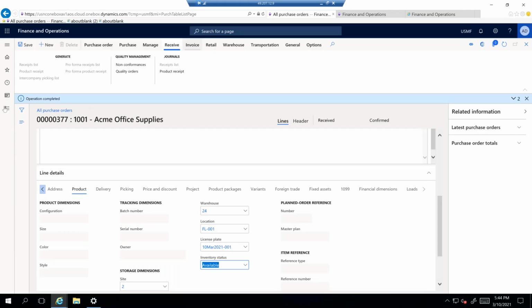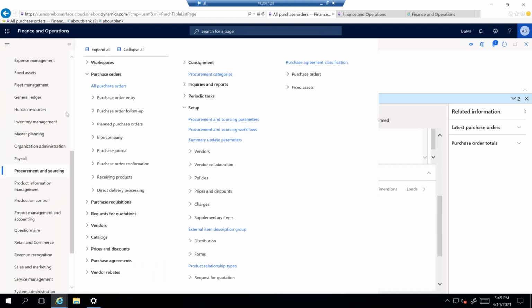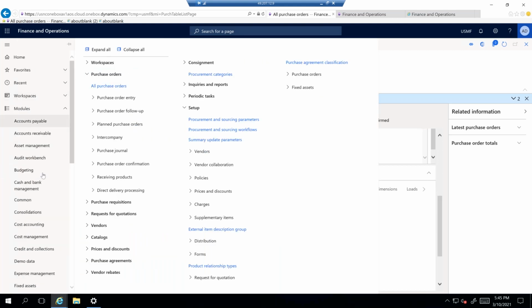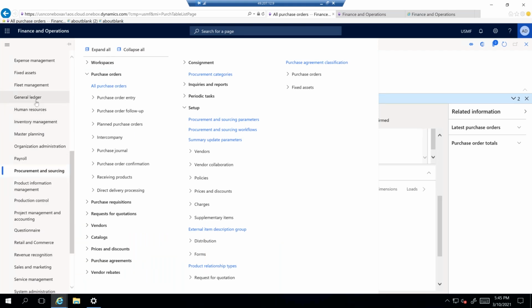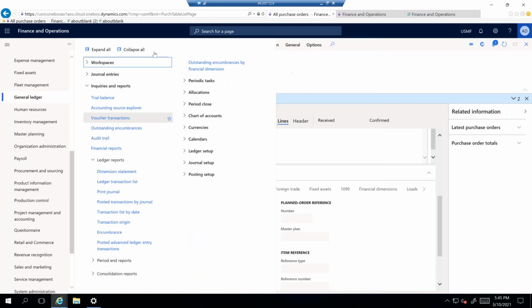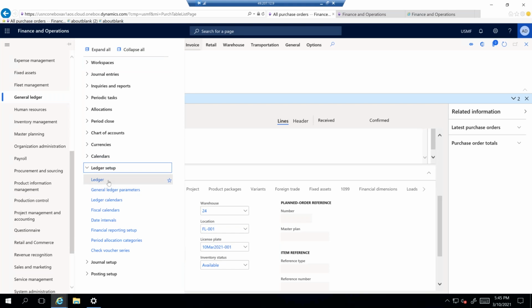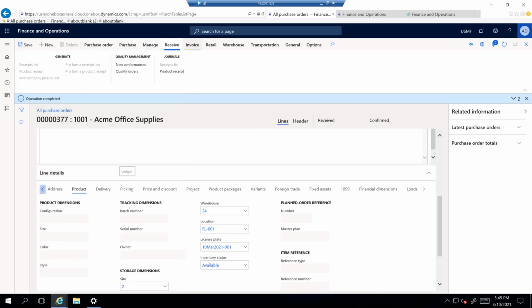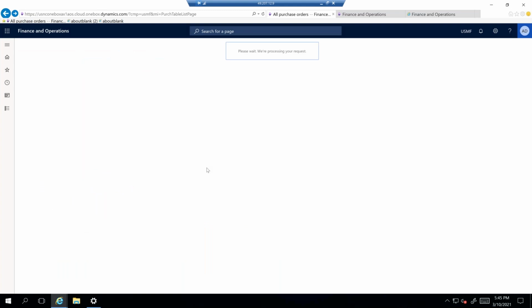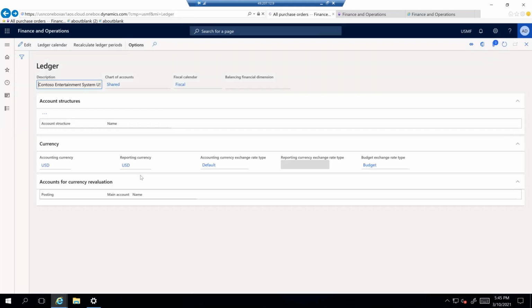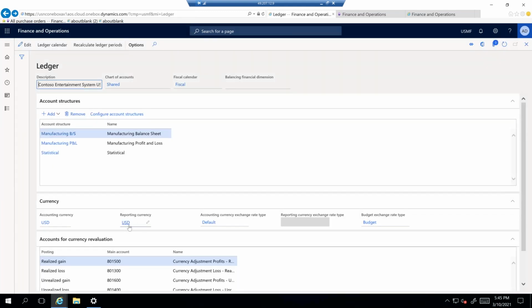So for this company, USMF, we have discussed this earlier. Accounting currency: in the general ledger, ledger setup, ledger. What is the accounting currency? US dollars, and the reporting currency is also US dollars.